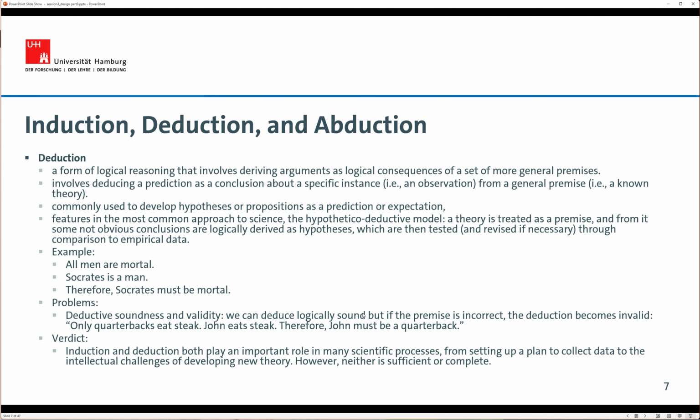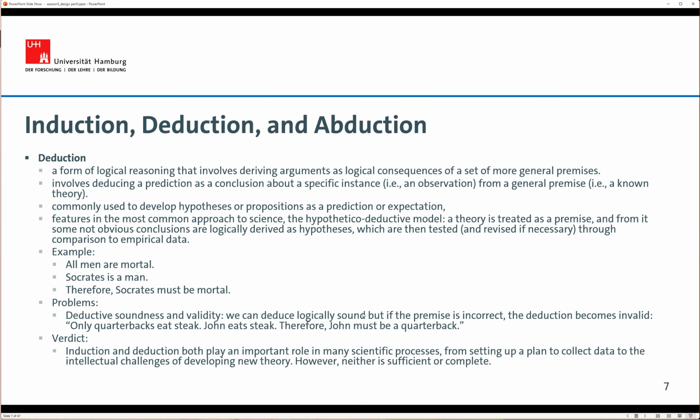An opposite, so to speak, reasoning strategy is called deduction. That's a form of logical reasoning that involves deriving arguments as logical consequences of a set of more general premises as predictions about a set of observations. So we deduce a prediction as a conclusion about a specific instance from a general premise. We use deduction to develop predictions, expectations in the form of hypotheses or propositions.